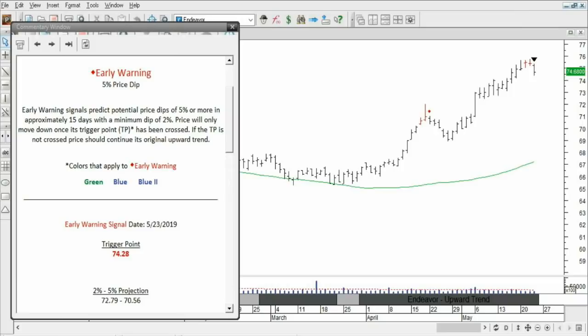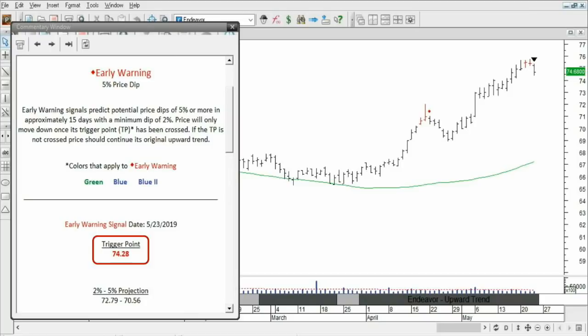And here you'll find the definition of an early warning signal, which we've already gone over, but it doesn't really hurt to do it twice. So early warning signals predict potential price dips of 5% or more in approximately 15 days with a minimum dip of 2%. Price will only move down once its trigger point has been crossed. If the trigger point is not crossed, price should continue its original upward trend. Which means if the price does not move down across our trigger point, then you can fully expect price to continue higher. But since you don't take the trade unless it crosses the trigger point, price moving up doesn't really mean much to us.